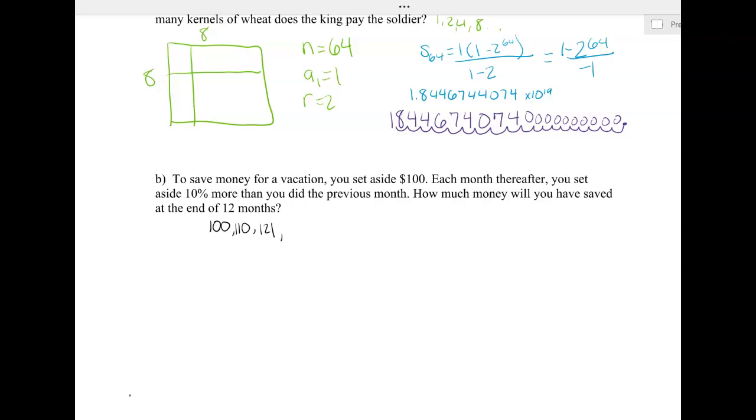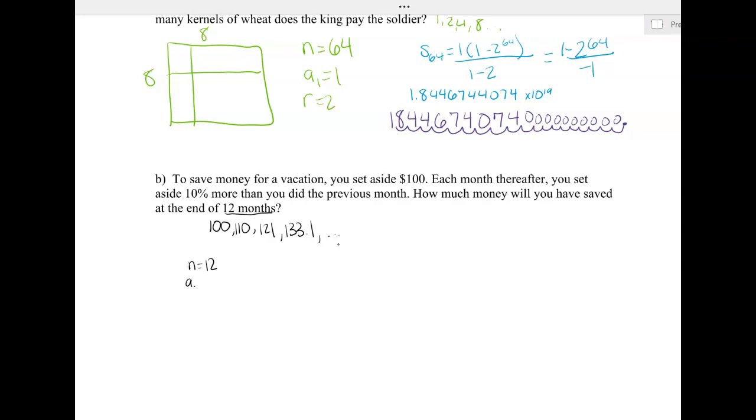After that, I should have set aside $133.10, etc., each time, all the way up to whatever the heck a sub 12 is. Alright. And in this particular case, we're still trying to find that sum. So again, we need to figure out what n is, we need to figure out what a sub 1 is, and we need to figure out what the heck that rate is. Well, n is just going to be, okay, at the end of 12 months. So n should be equal to 12.